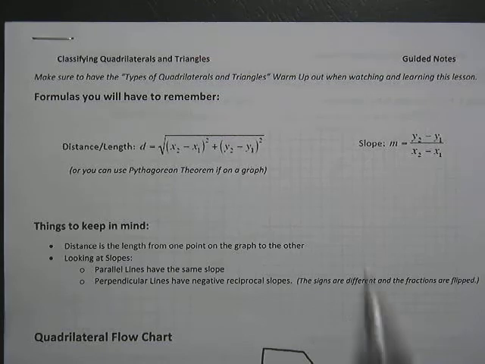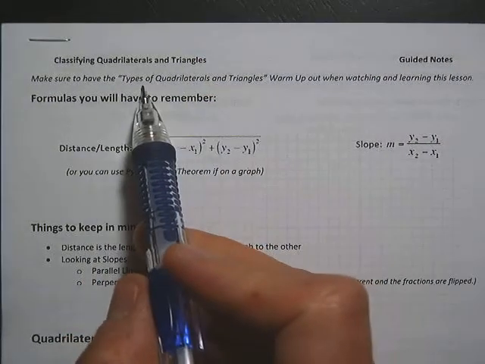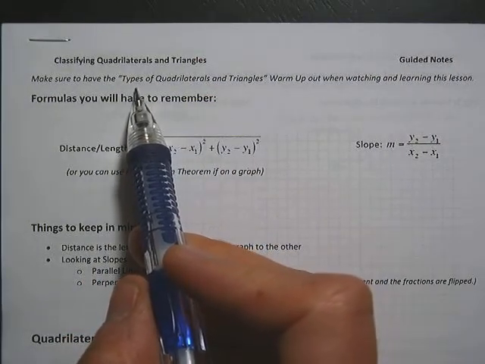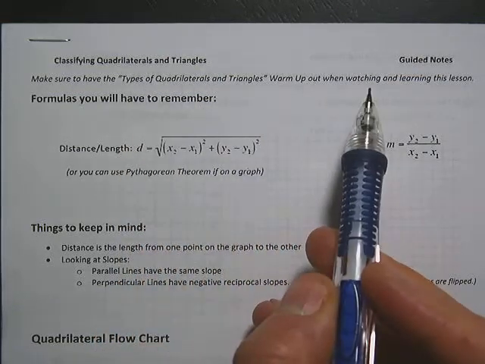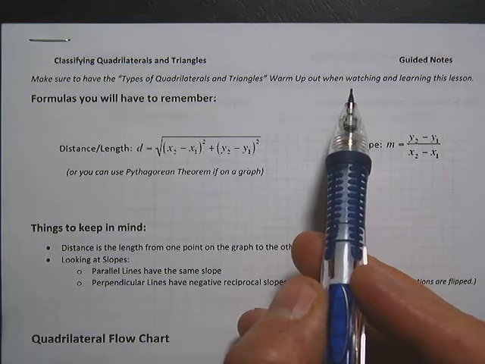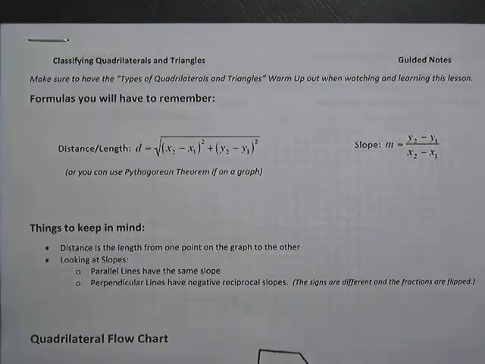So make sure that you have the warm-up that you just finished with you and out while you are learning and watching this lesson, okay? Before we can go into the examples for today, we need to review a couple things, and then we're going to do some prep work. So we're going to go over some things to look for whenever you see these types of problems, okay?